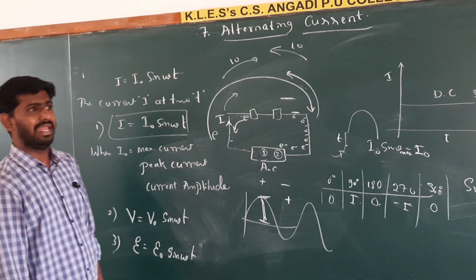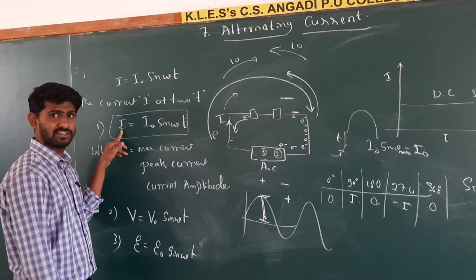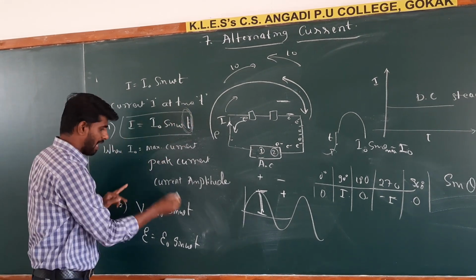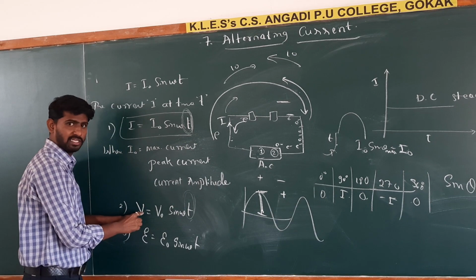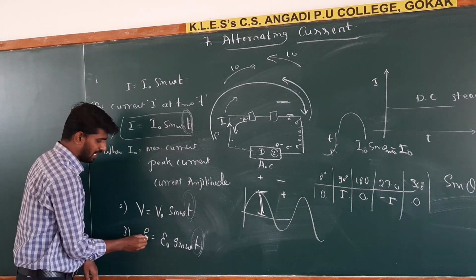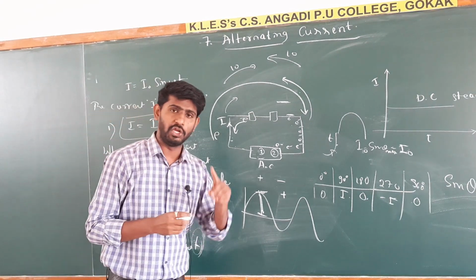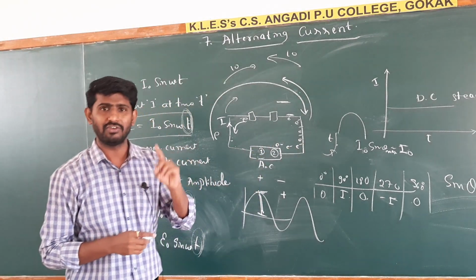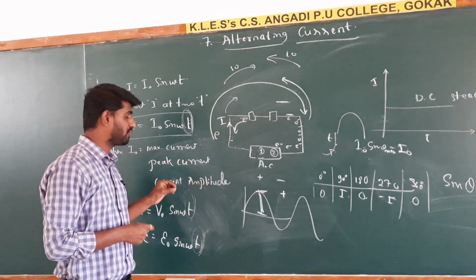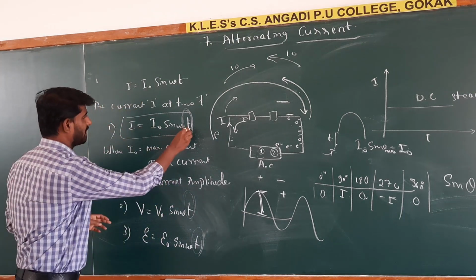It means in case of AC, the value of current is continuously changing. At a particular time we can get the current value. At a particular time we can get the voltage value. At a particular time we can get the EMF. Means with respect to the time, EMF, voltage as well as current changes. If you want to get the voltage, you need to mention at what time you are getting it. If you want to get the EMF, you should mention at what time you are mentioning the EMF. At what time you are getting the current. So with respect to the time, current is changing.